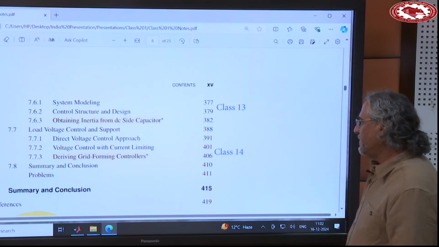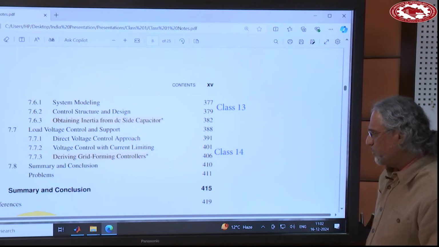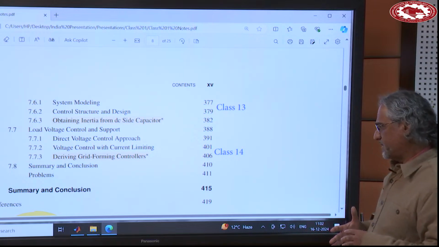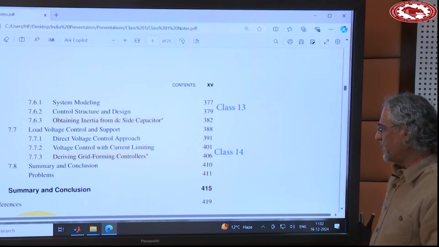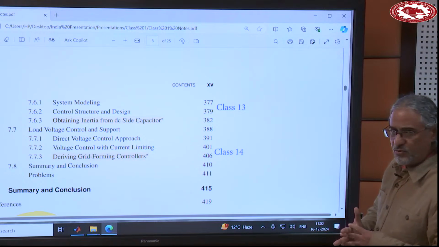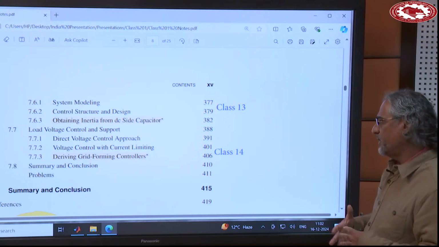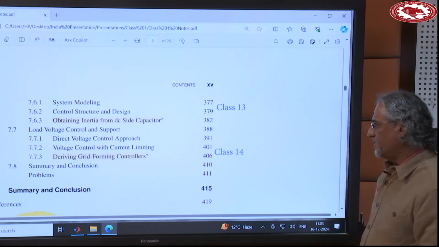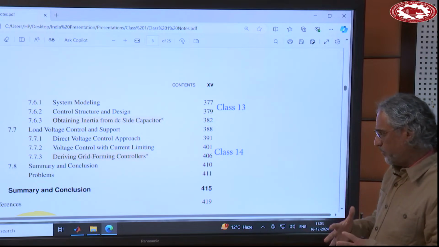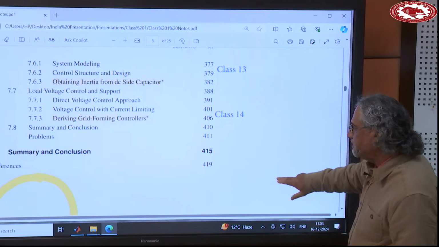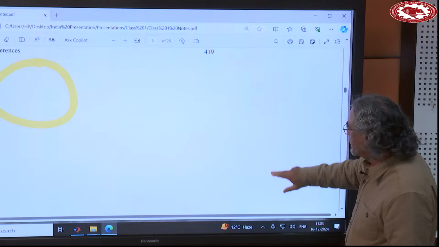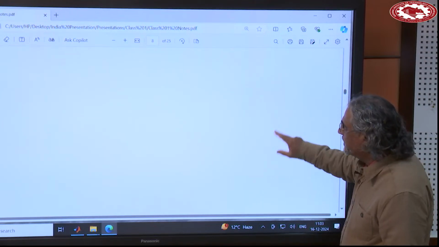And finally, we have load voltage control and support. This is basically the case where there is a load and we want to control the load voltage. And at the end, we connect these two together, the load voltage control and the grid current control, and we come to grid forming controllers. Okay. So that's basically the content.